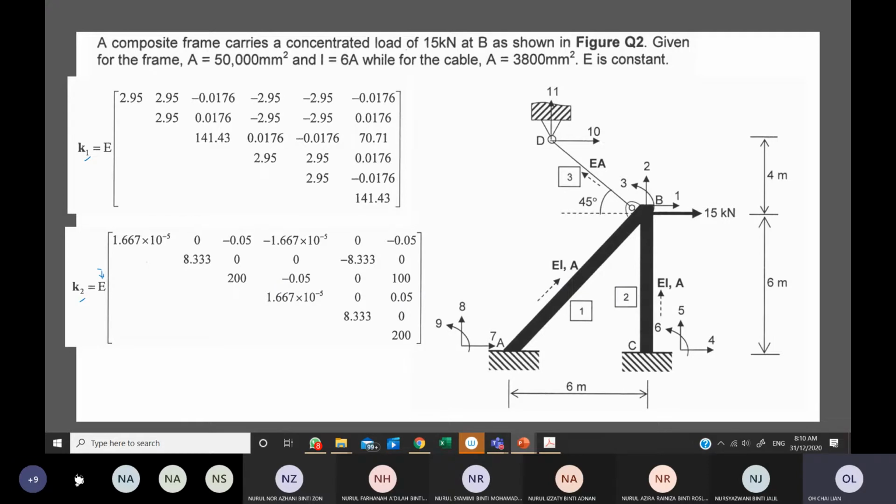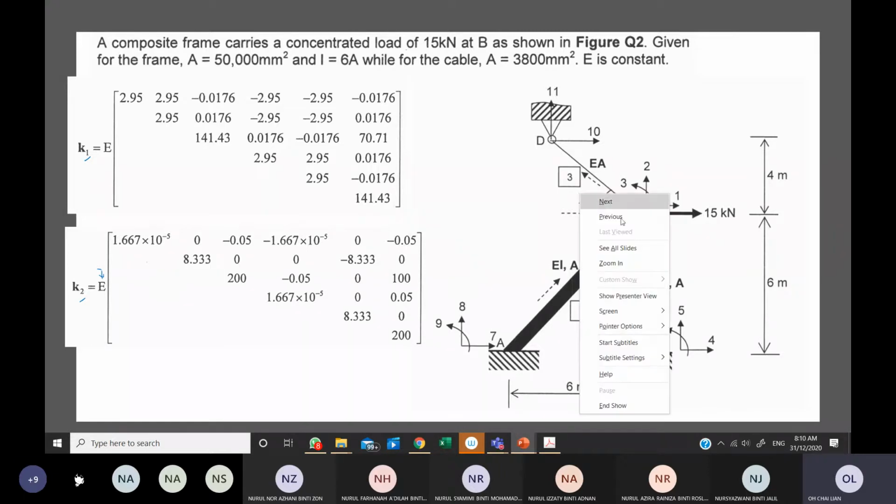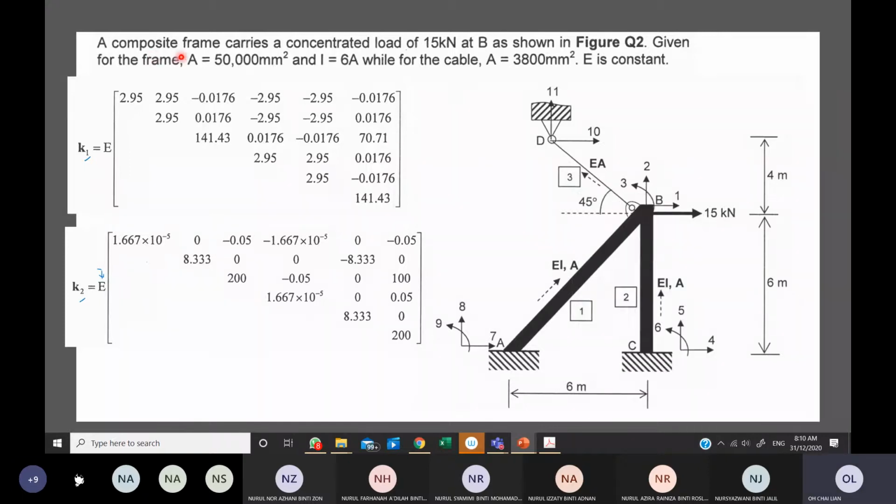You need to always understand the question before you prepare your solution. So if you can see here, a composite frame carries a concentrated load of 15 kilonewton. In this structure, there is only one load, which is 15 kilonewton, and this 15 kilonewton is acting at B only. So we do not have any intermediate loading. So Q naught in the frame structure analysis does not exist, and we do not need to calculate the vector of Q naught.